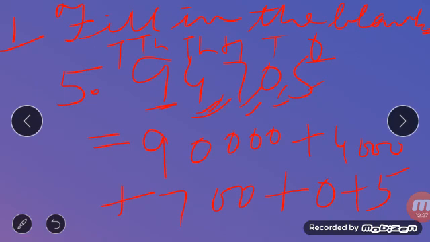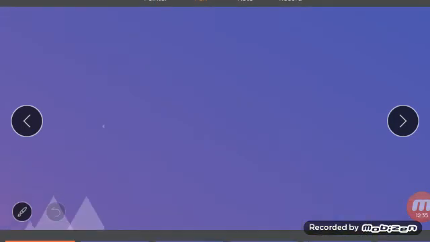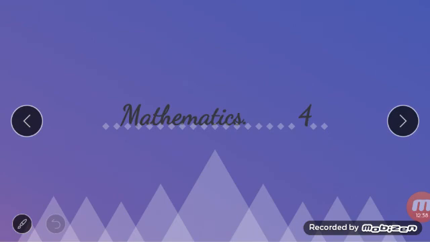Understood? So these exercises you have to do in the copy. Where you have to do? Copy. Now I have to explain you, sorry.